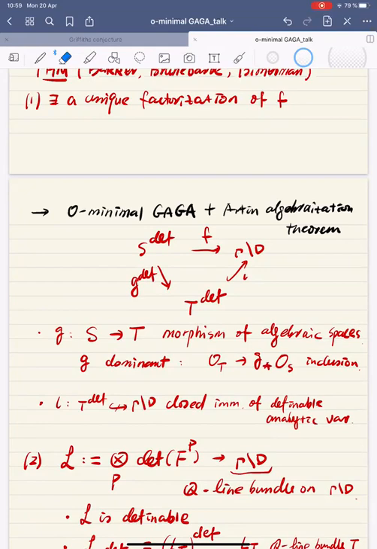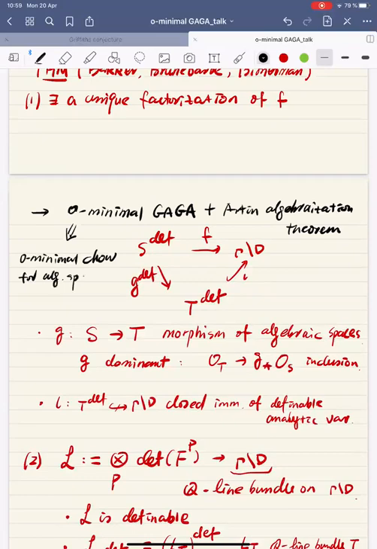And this O-minimal GAGA, I remember that we need a version of the O-minimal Chow theorem for algebraic spaces. This is in fact implied by O-minimal GAGA, which implies O-minimal Chow for algebraic spaces. Reduced or not, it doesn't matter.